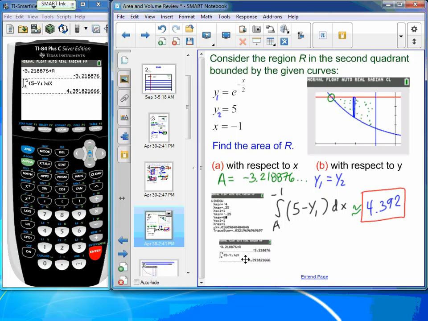Awesome. Okay, with respect to y, how are we going to do that? Well, now we're not scanning the region from left to right, keeping my rectangle heights positive by doing top curve minus bottom curve. Now we're going to integrate from bottom to top, and our rectangle heights are kept positive by doing right curve minus left curve, solve for x. So I have y's in it. We're going to scan from bottom to top.